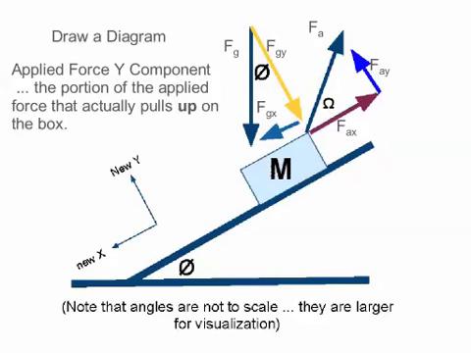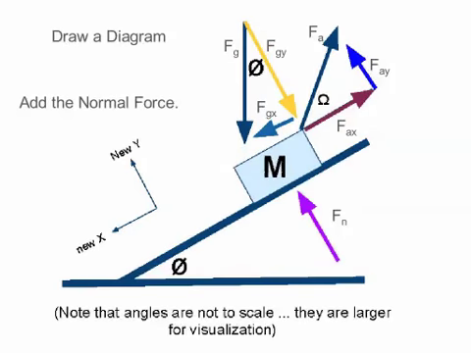The y component of our applied force on the rope actually pulls up on the box as if it were trying to lift the box from the ramp. It is labeled F sub ay. Now we have two right triangles, but we are not finished with our diagram.